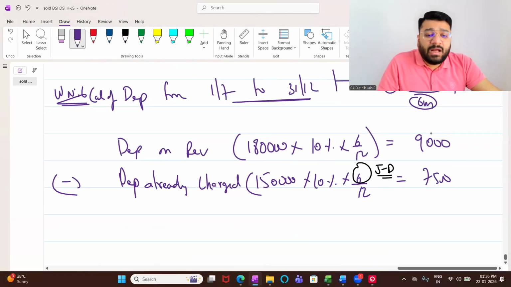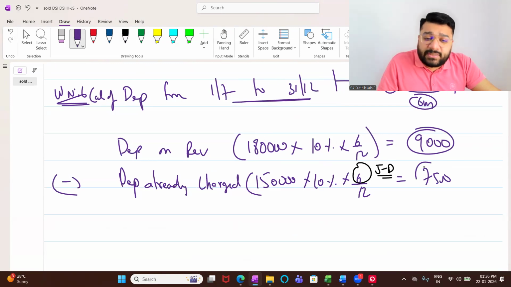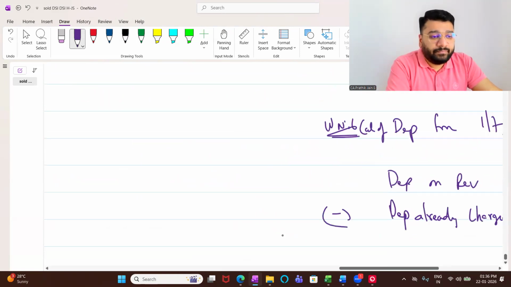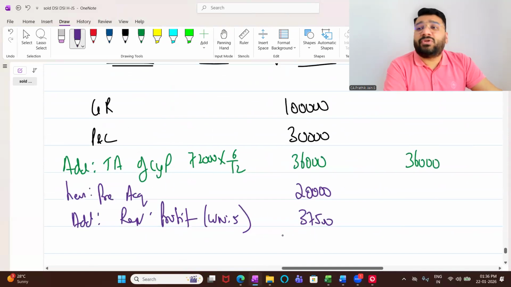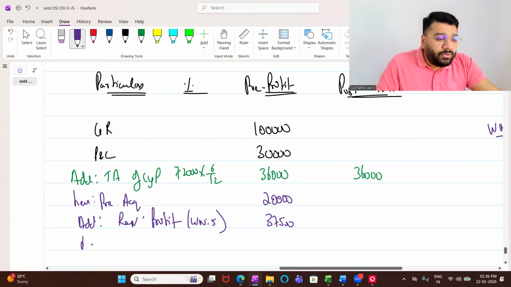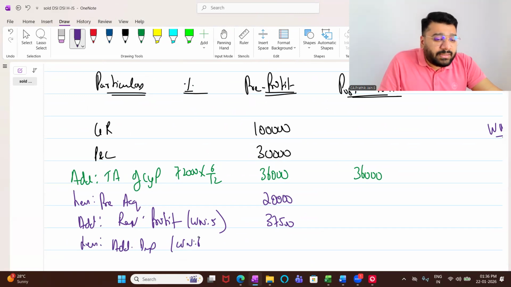7,500, which means out of 9,000, we already depreciated for 7,500. So what is additional depreciation? 1,500 is the additional depreciation. This asset was utilized in the post period, so depreciation also should be minus from the post period. So less additional depreciation. Working note number 6, 1,500.